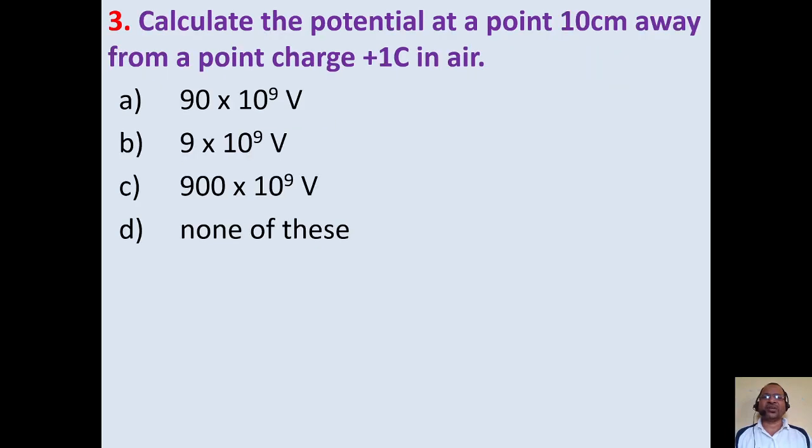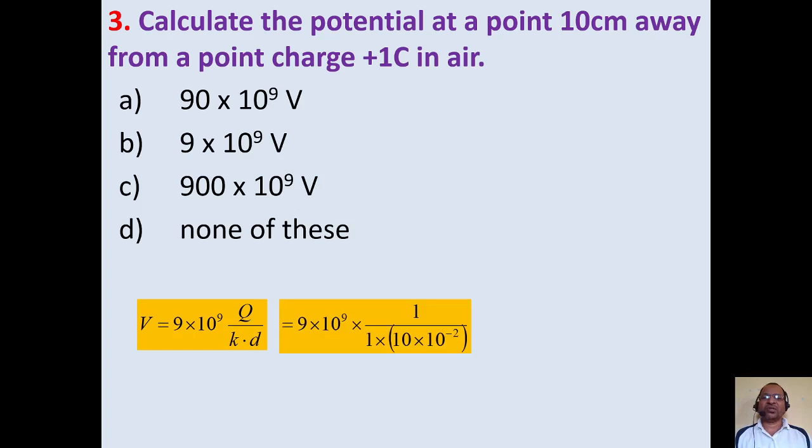Calculate the potential at a point 10 centimeter away from a point charge plus 1 coulomb in air. So we first write the formula V is equal to 9 into 10 raised to 9 Q upon Kd. Q here it is plus 1 coulomb. K, dielectric constant of air, is 1. Distance is given 10 centimeter, that is 10 into 10 raised to minus 2 meter. So substitute all the values and finally you will get the answer 9 into 10 raised to 10 volt. This answer is not in the options, so we just rearrange and write it as 90 into 10 raised to 9 volt.